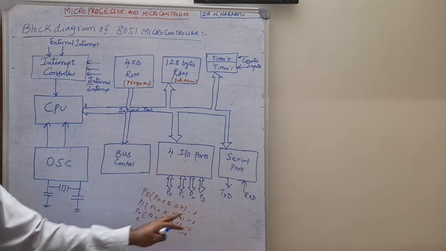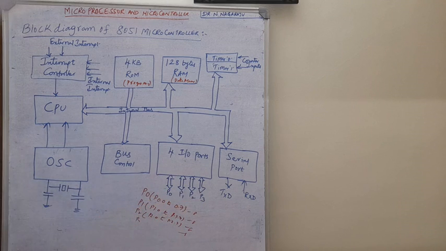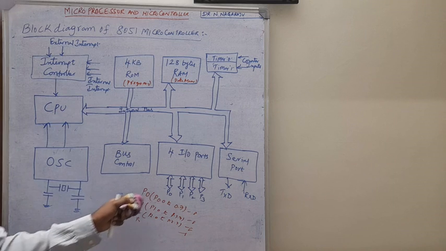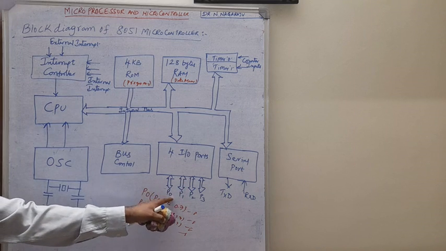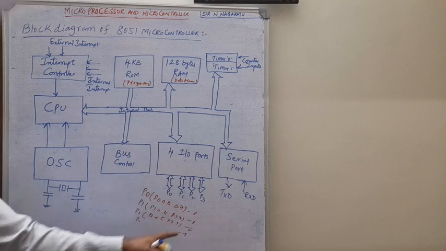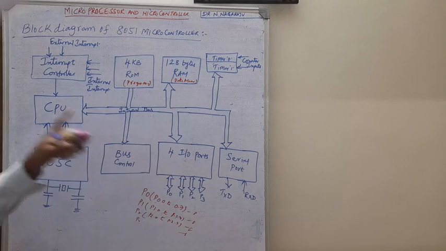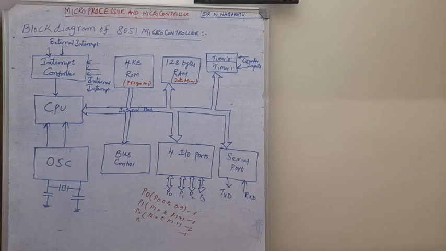These pins can be seen in the 8051 pin diagram video, where I have explained clearly the use of port 0, port 1, port 2 and port 3. So these are the 4 IO ports available in the 8051 microcontroller.